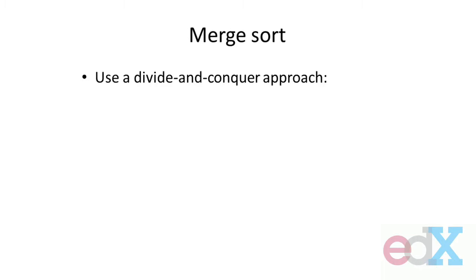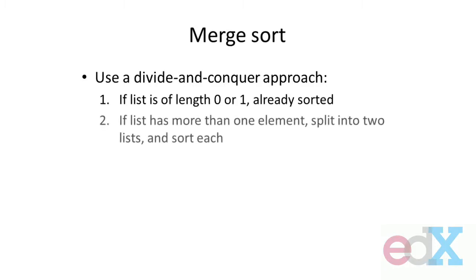And here's the basic idea. If the list is of length 0 or 1, I'm done. It's already sorted. But if it's bigger than 1, let's just split the list into 2 parts, and let's sort each one of those. And of course, those may involve some additional splits. But if I could sort each of the sublists, and I assume I can do that faster than sorting an overall list, then I'm going to merge the results.